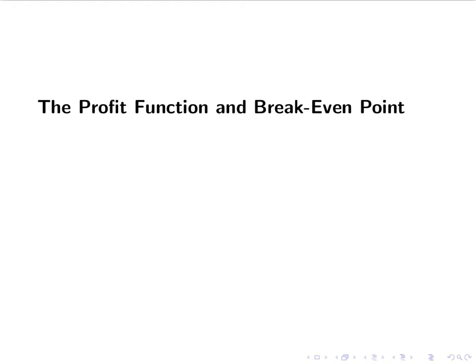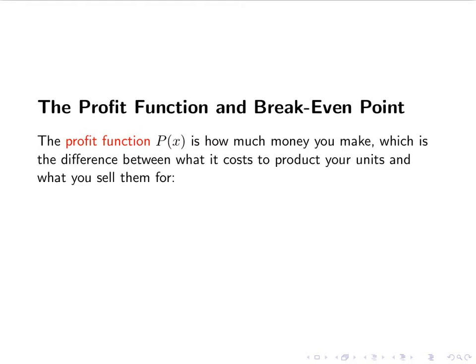Hello everyone, today we're going to look at the profit function and the break-even point. The profit function, which we call P of x, is how much money you make. It's the difference between what it costs to produce your units and what you sell them for. That is exactly R of x minus C of x, the revenue minus the cost.